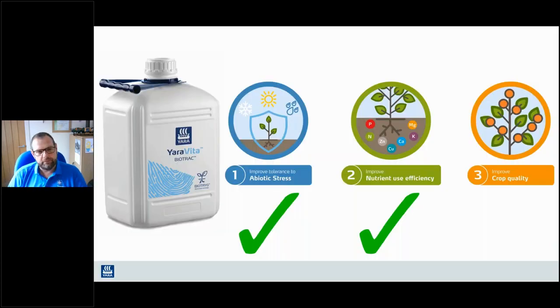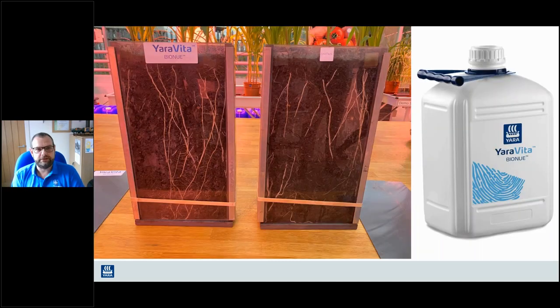So I mentioned at the start, biostimulants, do they have a role to play? Actually, in maize, I think they can have 2 roles to play. They can help with tolerance to abiotic stress, and they can actually improve nutrient use efficiency. It's a bit harder to quantify crop quality in maize. For me, crop quality is more about high-value crops, so fruit and vegetables. But for maize, I think we focus on the first 2, the abiotic stress and the nutrient use efficiency. And nutrient use efficiency can generally come from stimulating increased rooting.